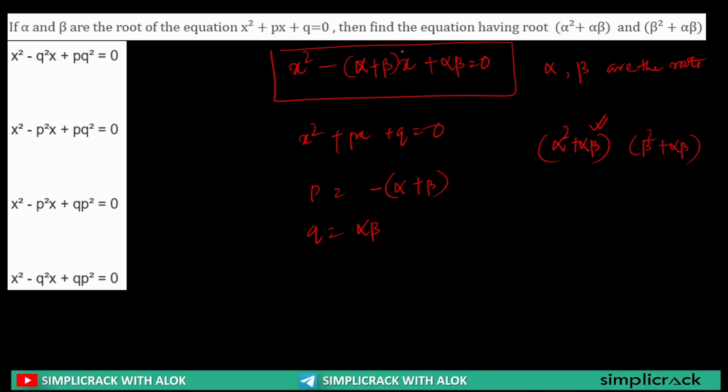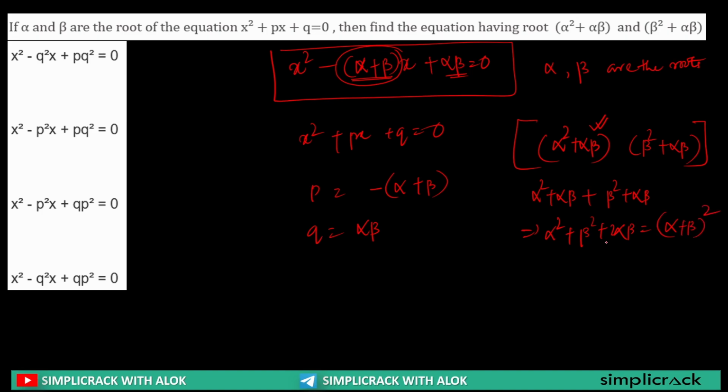So what we know, if there are two roots, we need to find the sum and their multiplication. So first thing, we'll be adding these two. Alpha square plus alpha beta plus beta square plus alpha beta. So this whole thing is alpha square plus beta square plus 2 alpha beta, which is equal to alpha plus beta whole square, right? And what we know, p is equal to minus alpha plus beta, or I can say alpha plus beta is equal to minus p, right? So alpha plus beta whole square will be minus p square, which is equal to p square. First thing we are done.